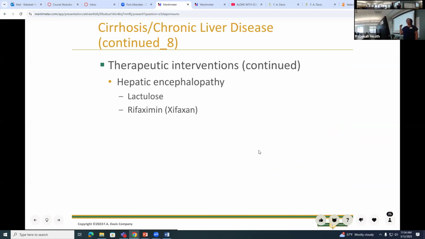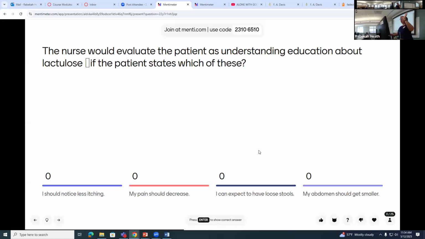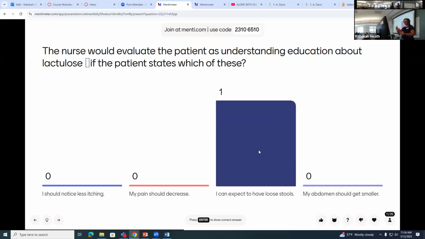Okay. Hepatic encephalopathy. Really, I feel like I see lactulose more, but you might see rifaximin, excuse me. And really what the purpose is, is trying to pull the ammonia out of the body. So the nurse would evaluate the patient as understanding education about lactulose if the patient states which of these. Hey, nice job. Yes, I should expect to have loose stools.